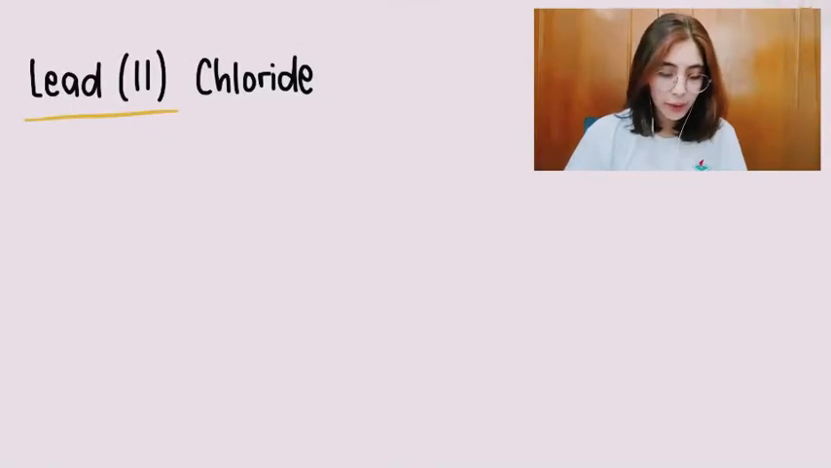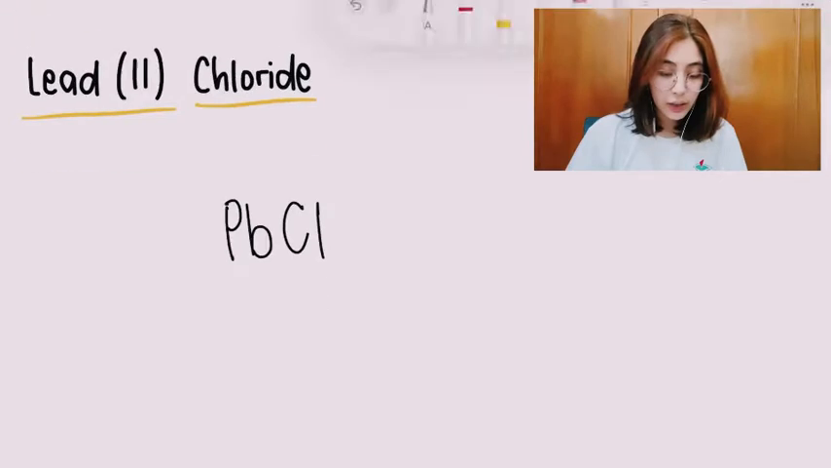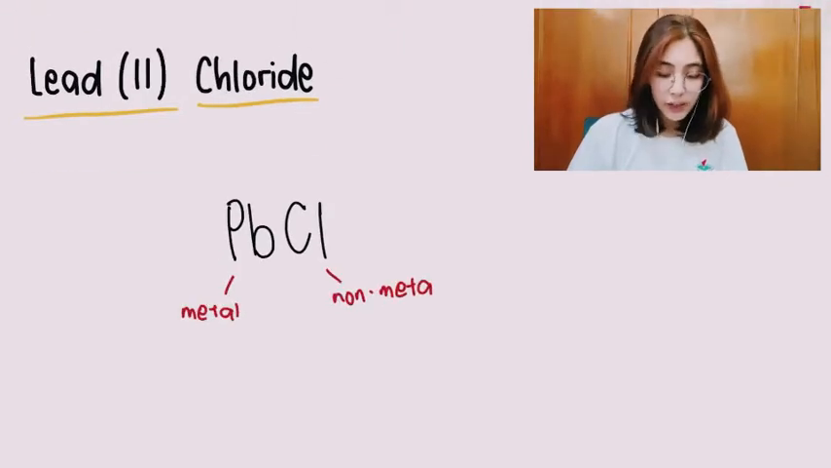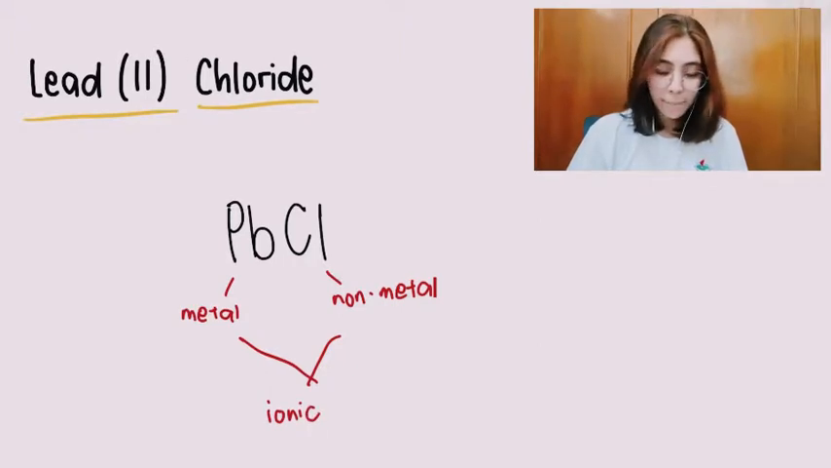Hi guys, it's me Francesca, and today I'm going to teach you how to write the formula for lead(II) chloride, PbCl2. So first, we need to go to the periodic table and we look up lead. So that's Pb. And we look up chloride, that's Cl. So lead's a metal and chlorine's a non-metal. We have a metal and a non-metal, so that's ionic. And we need to consider the ionic charges on the lead and the chlorine.